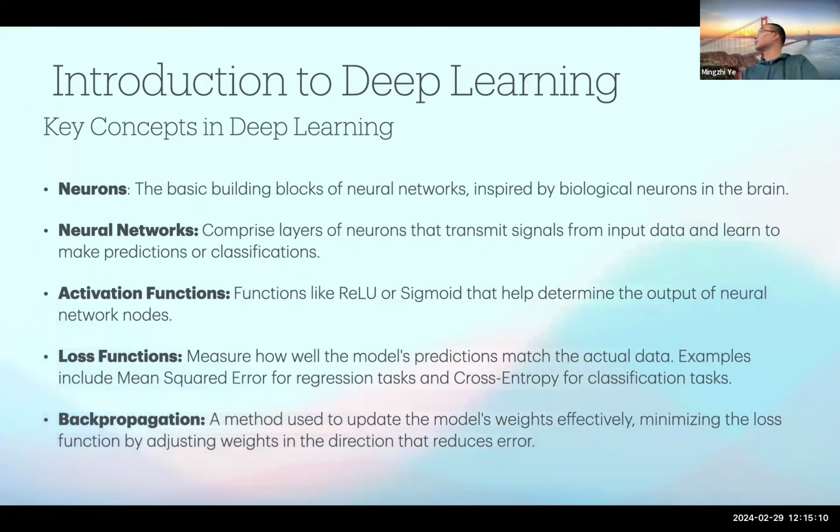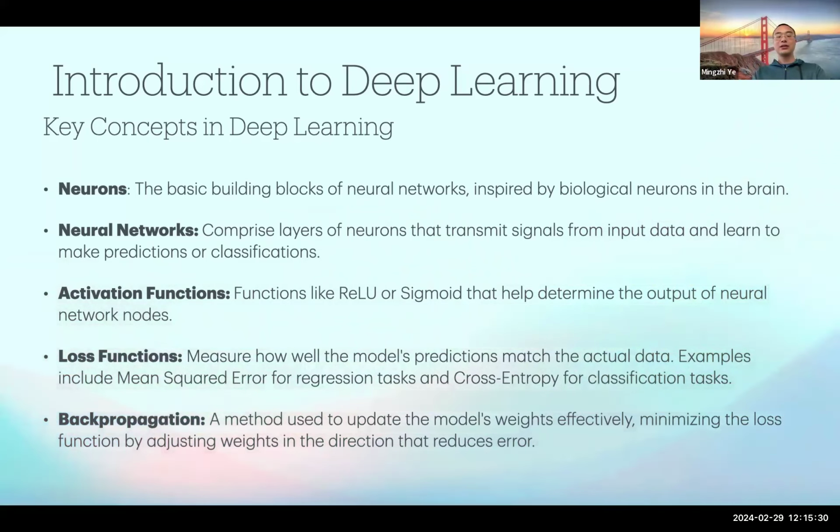And also activation functions. Every neuron could have an activation function. It could be like ReLU or sigmoid or softmax. And it can help determine, or say update, the output of the neural network nodes.